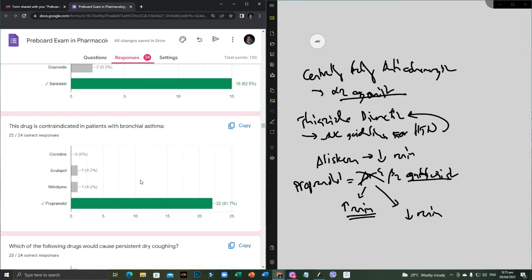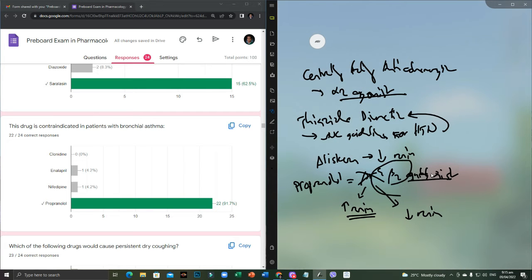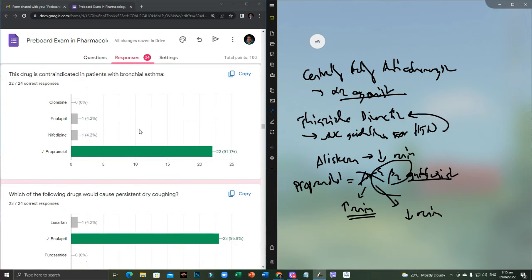This drug is contraindicated in patients with bronchial asthma. Very good, propranolol, because of its ability to block beta-2 receptors, causing asthmatic attacks, or bronchoconstriction to be more precise.